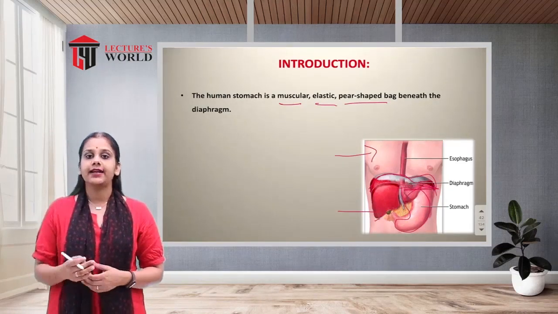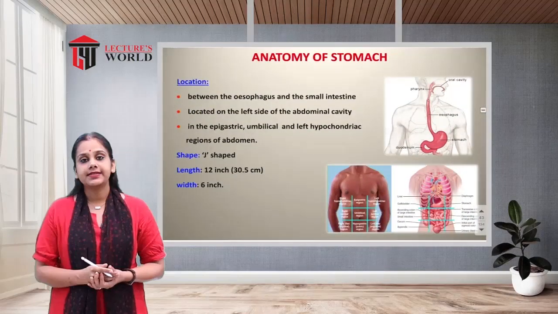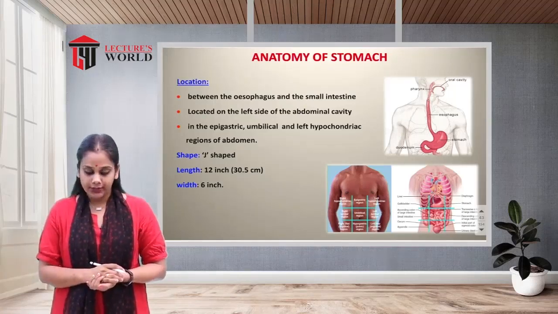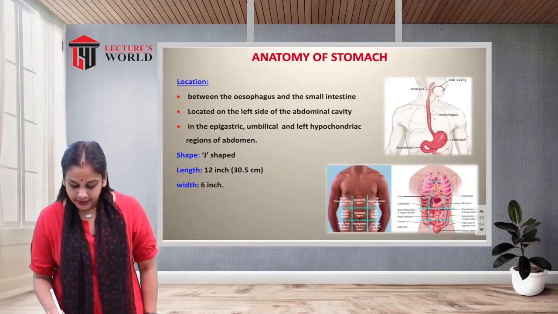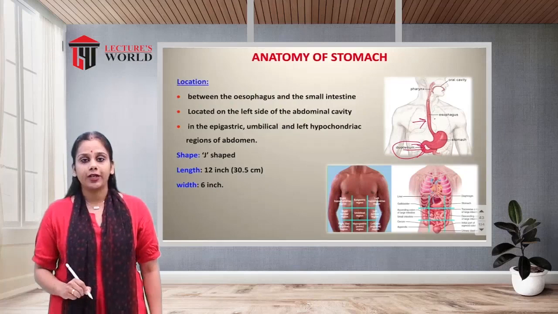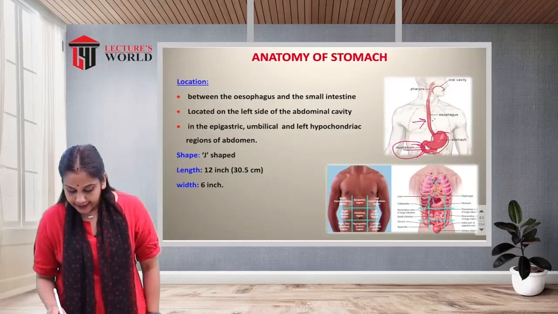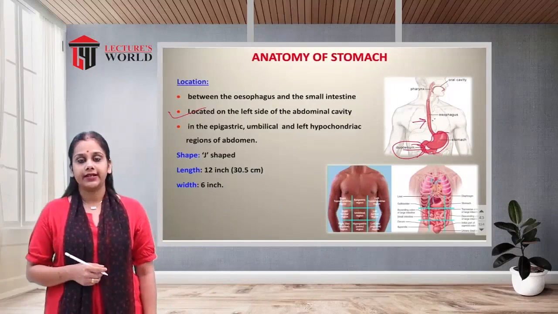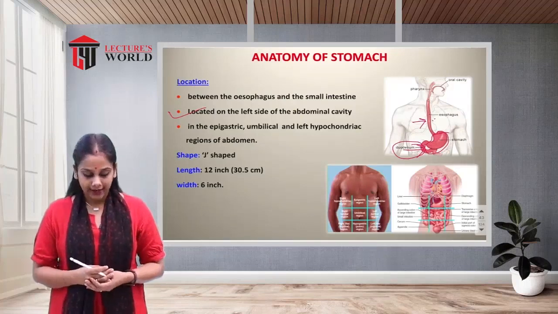Now we will see the anatomy of the stomach. In that, first we will see the location. Where is it located? It is located between the esophagus and the small intestine. See, this is the first part of the small intestine, the duodenum. So it is located between the esophagus and the duodenum. Then it is located on the left side of the abdominal cavity.